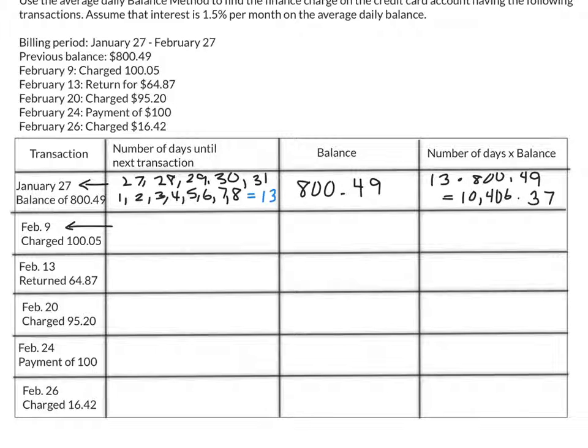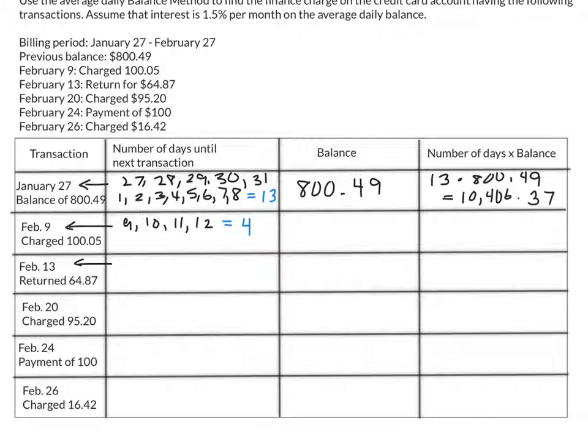Now we'll move on to the next row. So on February 9th, we charged $100.05. First, we need to figure out the number of days until the next transaction. The next transaction was made on February 13th. So we count the 9th and we go until the 13th. So 9, 10, 11, and 12. We don't count the 13th. So this tells me that there are 4 days until the next transaction.